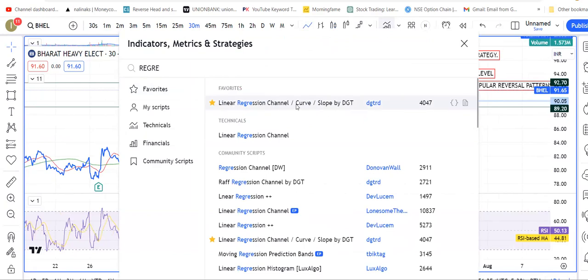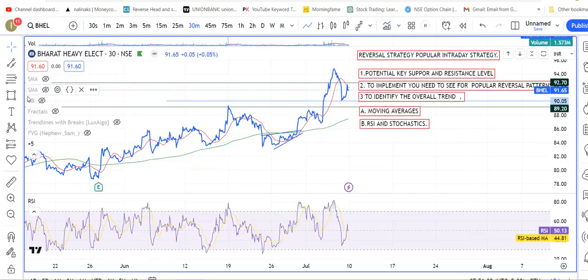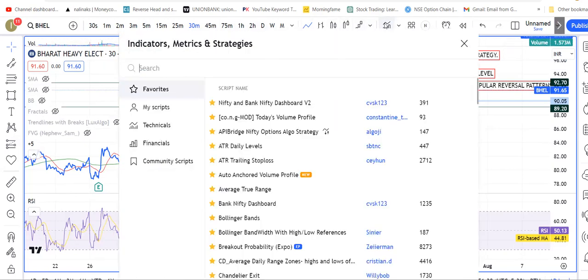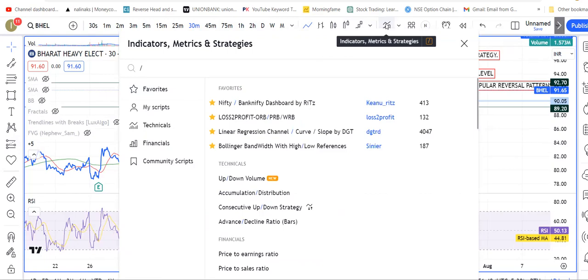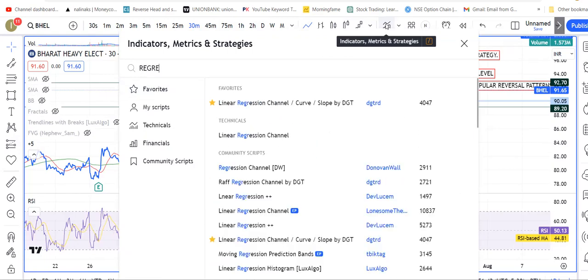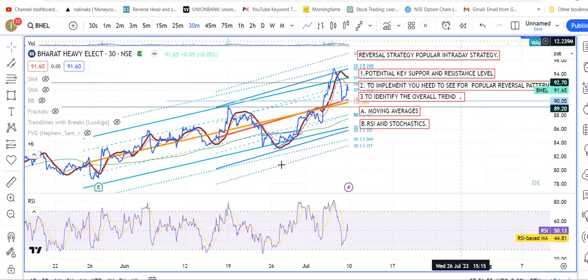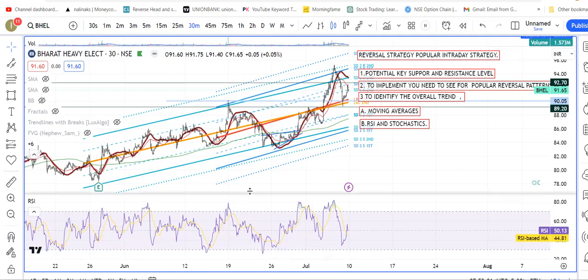This person has amazingly coded for this. I'm applying this regression channel; it is in my favorites, I believe. Otherwise I'll take it again. Type linear regression channel. Note this down: by DGTRD. You have to take this. Okay, I'm applying this.